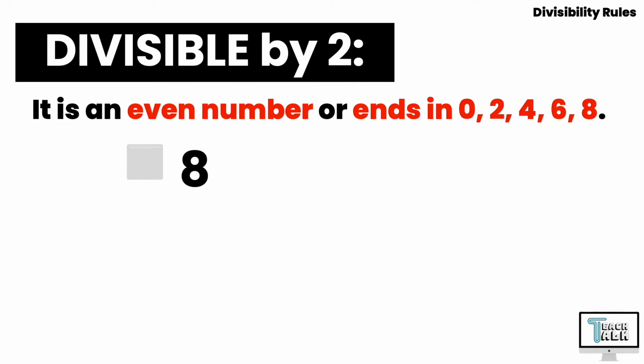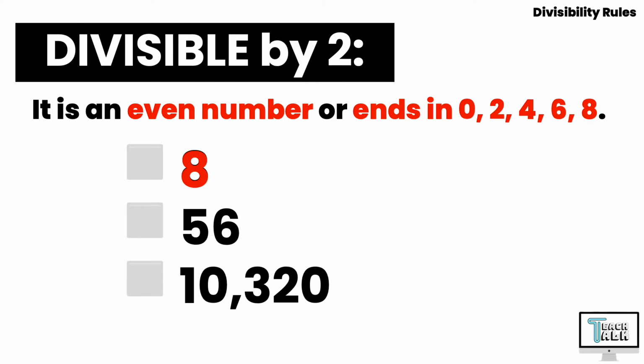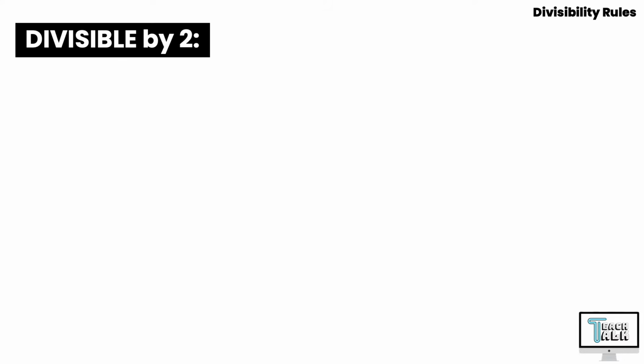For example, we have here 8. 8 is an even number because it ends with 8. Also 56. So dito si 8 ends with 8. So that is an even number. 56 ends with 6. That is also an even number. And 10,320 is also an even number because it ends with 0. So lahat po sila are even number. These are examples of our even numbers or divisible by 2. Take note lang po, kapag divisible by 2, dapat even number. Pag even number, nagtatapos sa 0, 2, 4, 6, and 8.